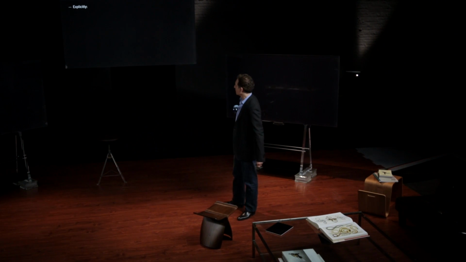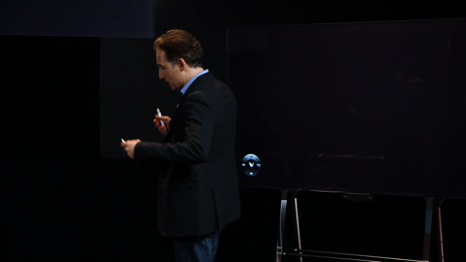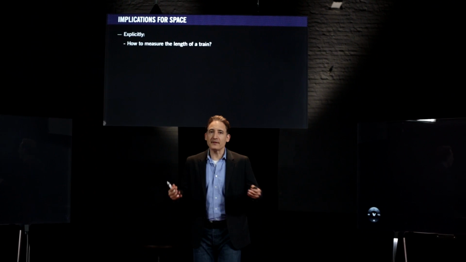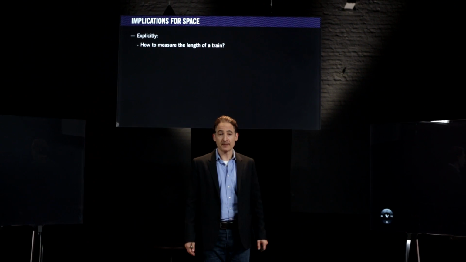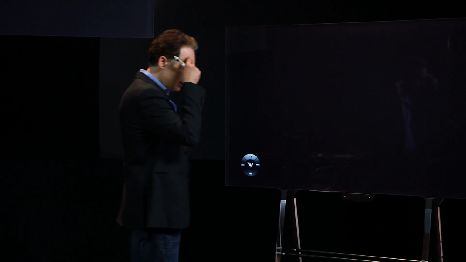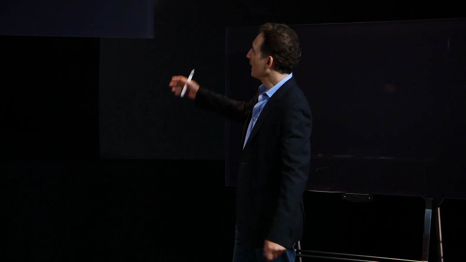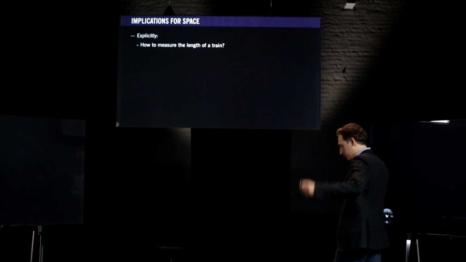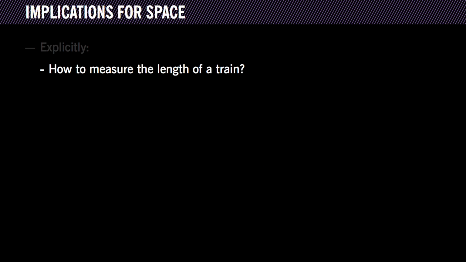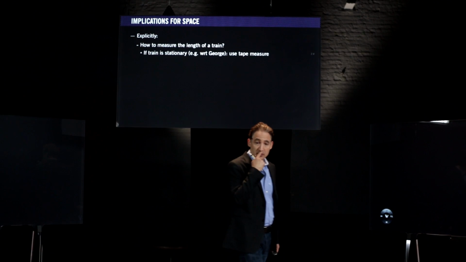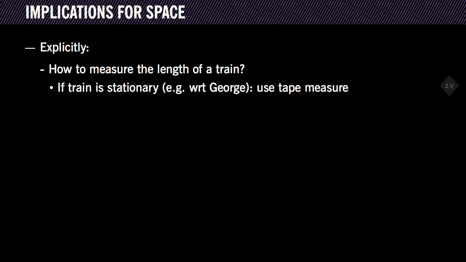And what we'd like to do is take that rough idea and make it explicit. We'd like to now determine what the effect of motion is on space. How are we going to do that? Well, let's work in the context of a concrete example. Let's imagine that we have a train, and we want to ask ourselves, how would you measure the length of a train? Well, that's a pretty straightforward thing to do when the train is stationary, right? Because if the train is stationary, you take out a tape measure and you measure the length of the train, right?